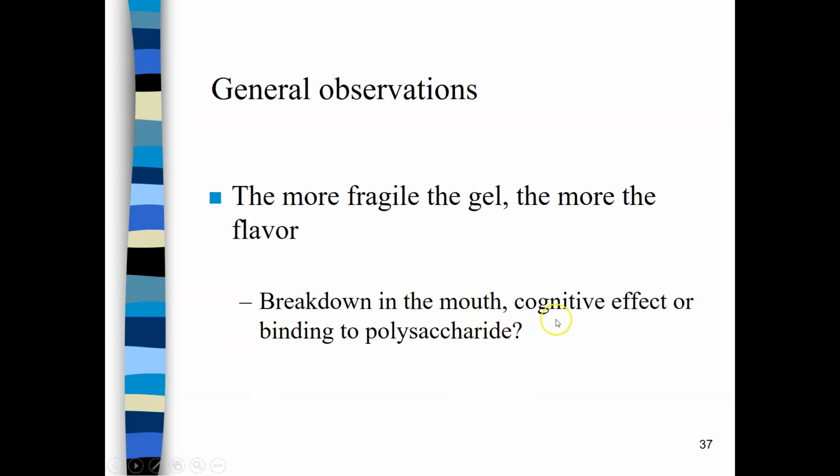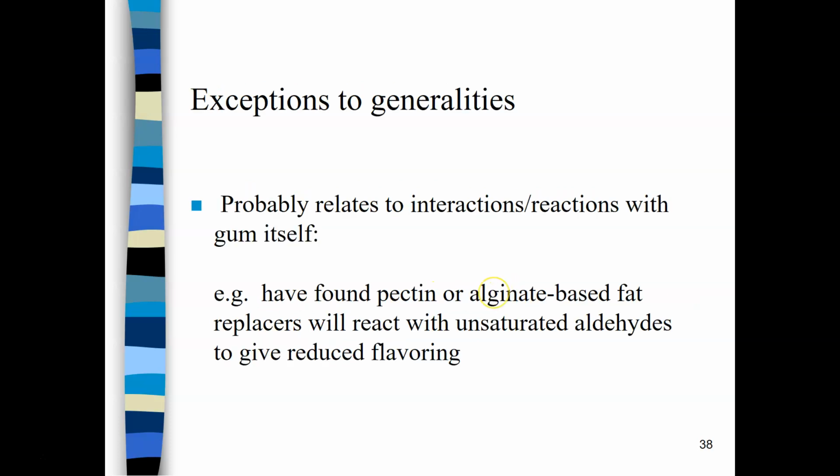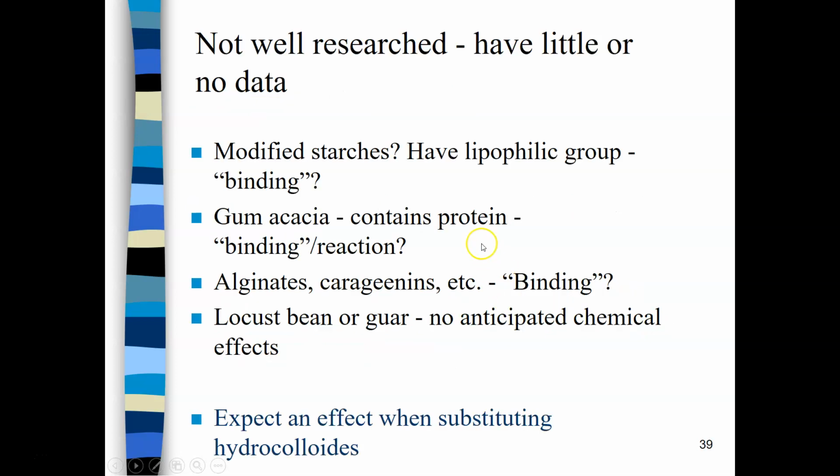Theoretically, we said, oh, it's breakdown in the mouth, what's happening, binding to a polysaccharide. And really, we've more or less come to the opinion this is a brain effect. People have learned, one way or another, that things that are viscous or gelled aren't as strong in flavor as those that are less gelled. And so that's fascinating. This slide, basically 38, says there were a couple of gels that were different from the norm, and that probably is where we're getting some kind of chemical interaction, like pectin or alginate reacting with the flavor itself, probably by covalent bonds. So in some cases, we will eliminate our flavor through chemical bonding, not just physical.